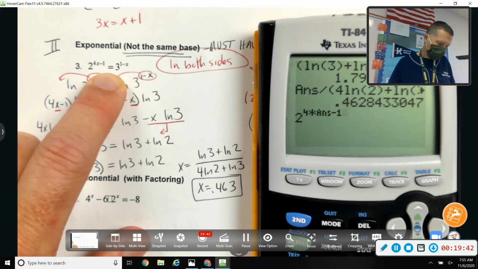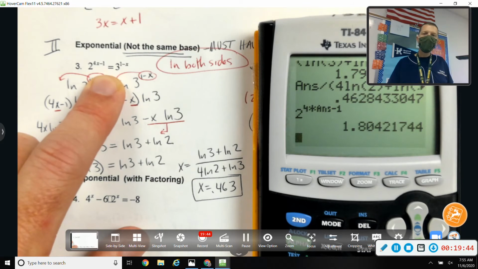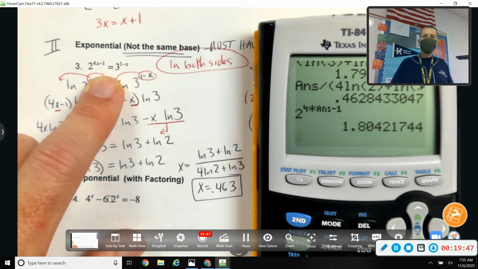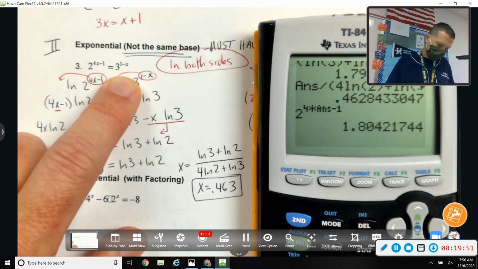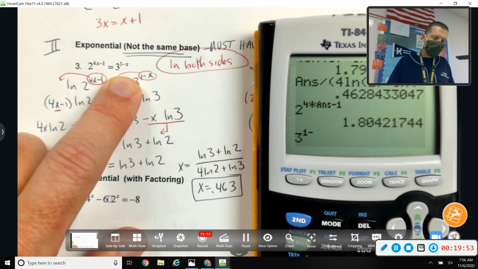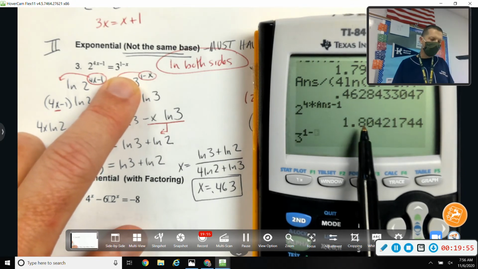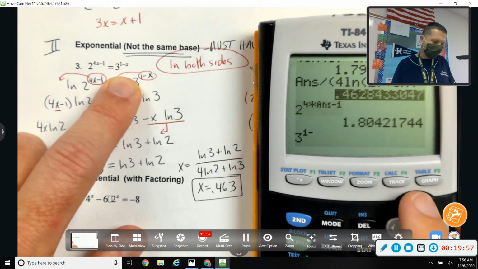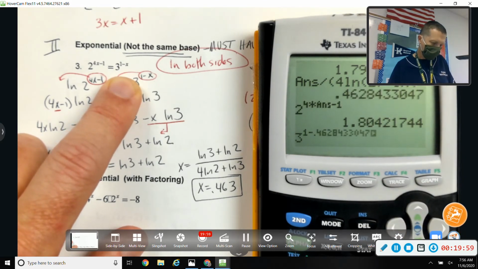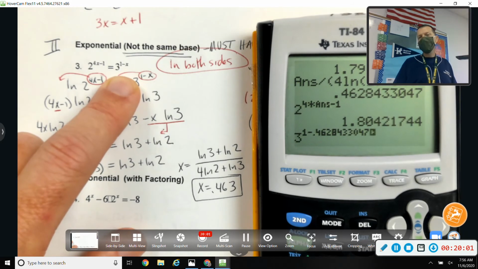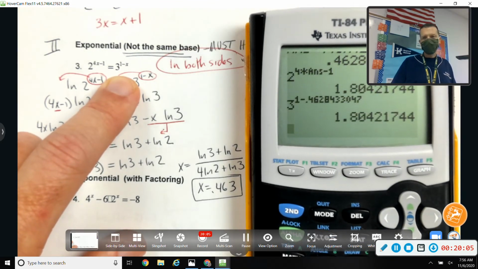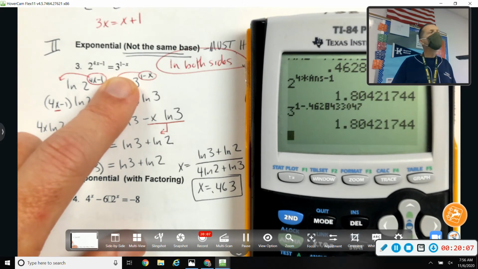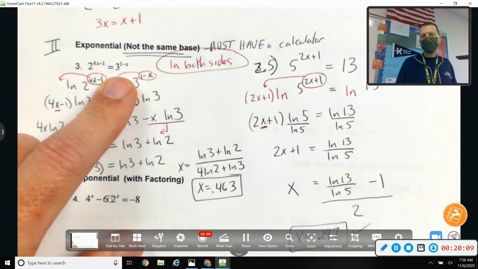Minus 1. So the left-hand side is 1.804. The other side, 3 to the 1 minus, although be careful, I can't use answer here because it would be that answer. I'll scroll up and go get the 0.463. And here's the moment of truth. I better get 1.804. Yes, I did it right. Strongly recommend you check these crazy ones.